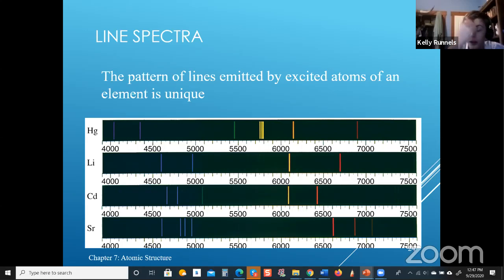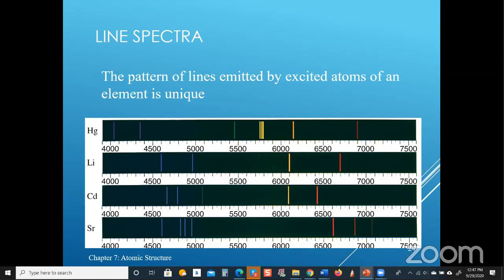Yeah. I don't know if this is related, but is there a relationship between the mass of each element and the number of lines emitted in its spectra? Good question. The simple answer to that is no. Or at least I should say, more specifically, not a direct relationship.